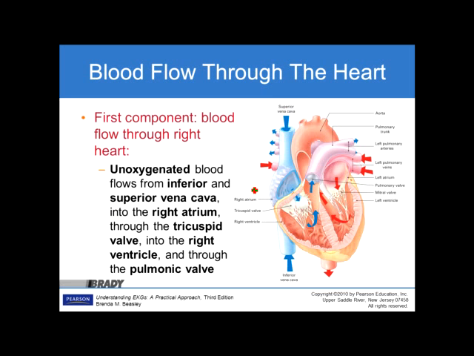Blood flow through the heart. First component, blood flow through the right heart. Unoxygenated blood flows from the inferior and superior vena cava into the right atrium, through the tricuspid valve, into the right ventricle, and through the pulmonic valve. So the venous side and the blood return flows from the superior and inferior vena cava into the right atrium, and then from the right atrium it flows into the right ventricle, and then from the right ventricle, whenever the ventricles contract, it flows into the lungs, which are here.